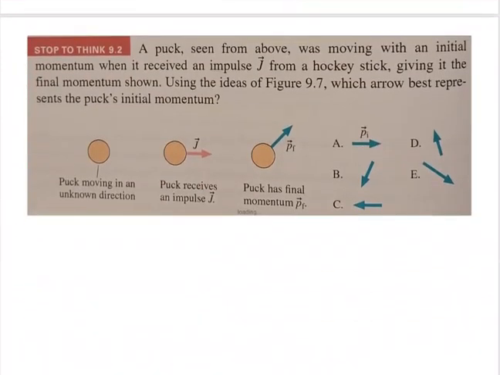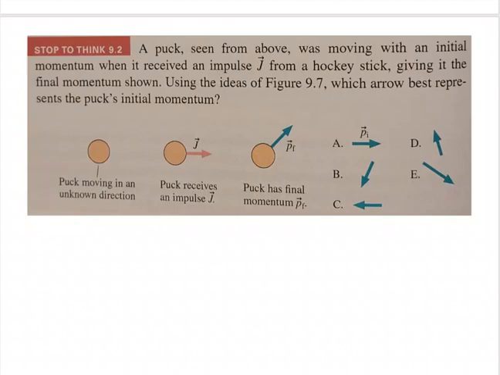All right. So then we think about this one. The puck, which is seen from above, was moving with initial momentum when it received an impulse J from a hockey stick. So like the puck is sliding across the ice and it has some momentum. Now a hockey stick hits it, giving a final momentum. So using our ideas that we've seen, which arrow best represents the puck's initial momentum?